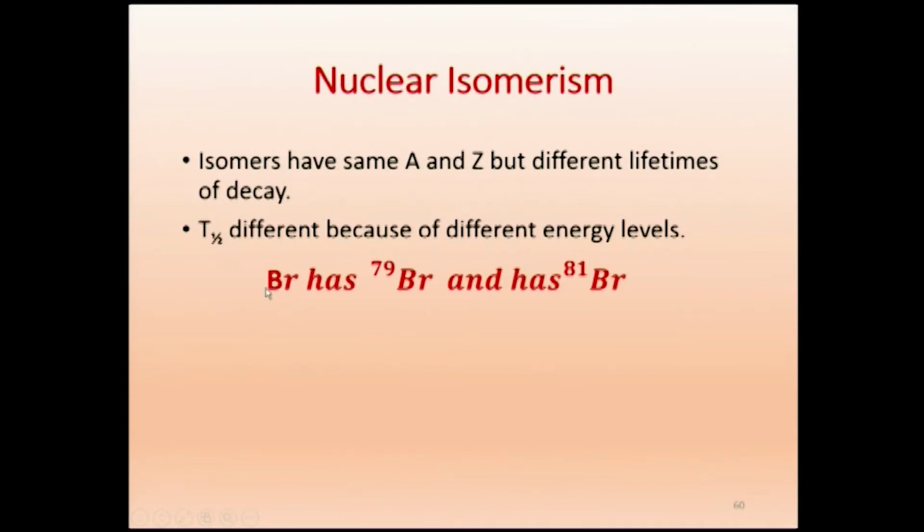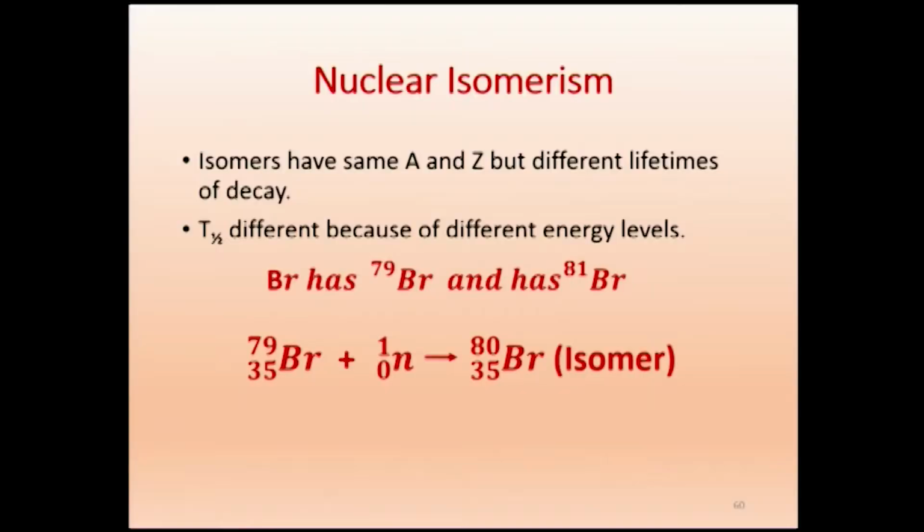We have many elements, but we are considering bromine. Natural bromine has two isotopes, Br 79 and Br 81. Now, suppose a neutron beam is bombarded on this bromine. Some of the neutrons will bombard 79 and some will bombard 81, which means both bromine 79 and bromine 81 are exposed to the neutrons. So, when 79 is bombarded with a neutron, we get bromine 80, because 79 plus 1 is 80. Now, this bromine 80 is an isomer.